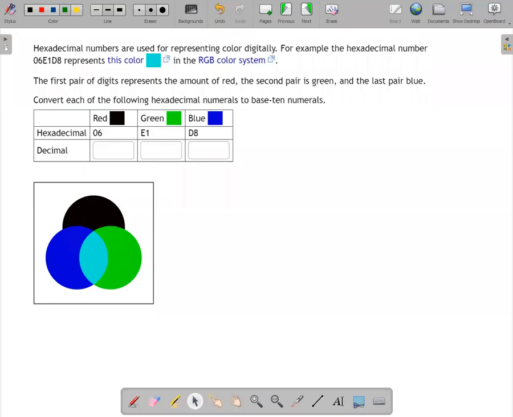All right. So here we want to take the hexadecimal color value 06E1D8 and we want to convert it to decimal, but just a pair of digits at a time, not viewing it as a whole number. So I want to change 06 to decimal. So remember, hexadecimal means group by 16. So 06 means I have no groups of 16 and I have 6 ones. So this is just 6.